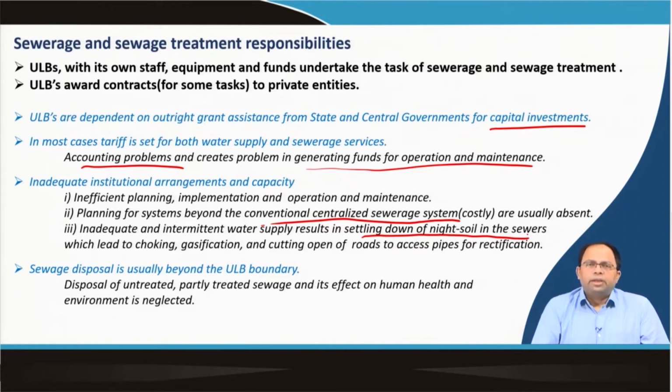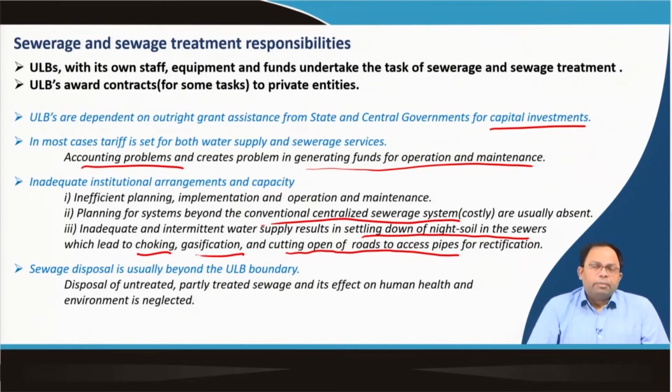So, this is another big issue that we have to be careful about, and this leads to choking and gasification. You will see that H2S gas is one of the biggest problems in sewer design. And then we need to cut open the roads to access pipes for rectification, which leads to another set of problems altogether, right. So, these are some of the issues that we see regularly happening in many ULBs.